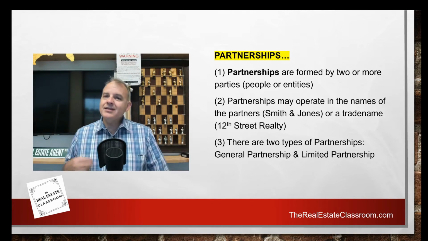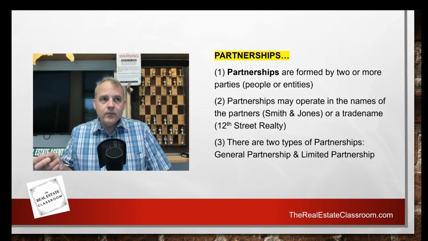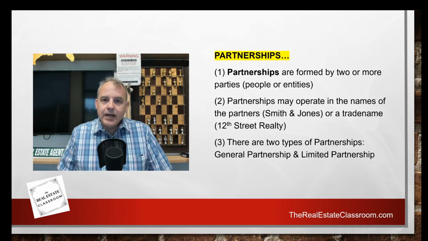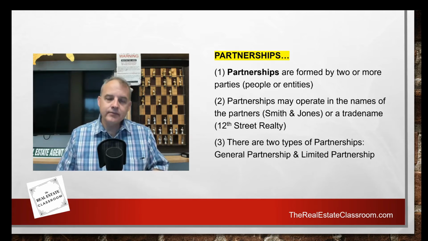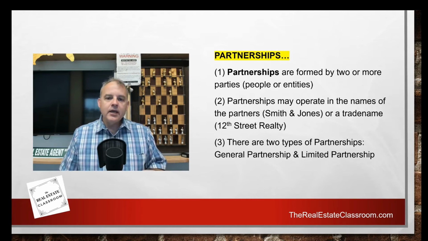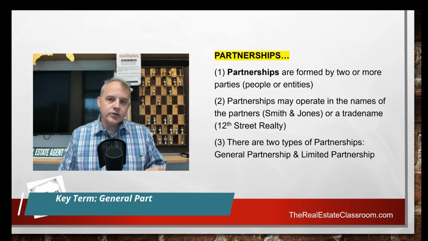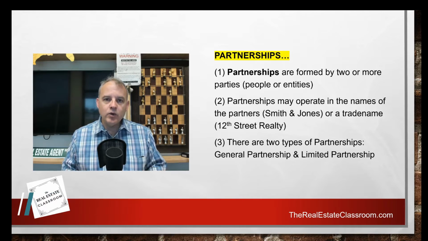Now, partnerships can take on the name of their surnames or a trade name. Think about certified public accountants and lawyers where you have Smith and Jones. They're taking on the names of the partners, or it can be 12th Street Real Estate, for example. And number three, there are two types of partnerships we're going to discuss in this video: general partnerships and limited partnerships. So let's take a look at each one of those.